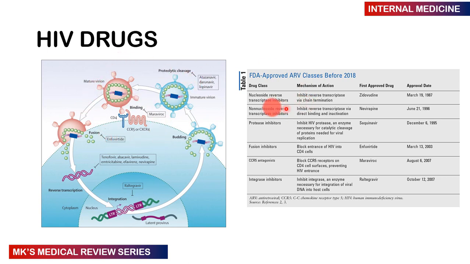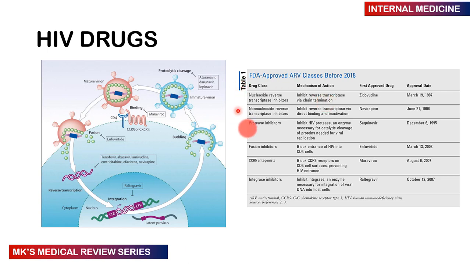You have the first class, which is quite large. The first drug that was ever approved for treatment of HIV was a nucleoside reverse transcriptase inhibitor, which happened to be zidovudine. It was approved on March 19 of 1987. This works by inhibiting reverse transcriptase via chain termination. I'll talk about all these mechanisms in detail very shortly.